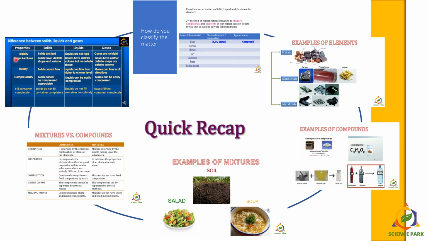We saw different phases of matter as solid, liquid, gases, and then we saw different properties of these phases of matter as rigidity, fluidity, compressibility. Then we have also seen the particle level difference between solid, liquid and gases. We learned about another method with which scientists classify matter as mixtures, compounds and elements. Then we saw certain properties and details of elements and saw some interesting examples of elements.